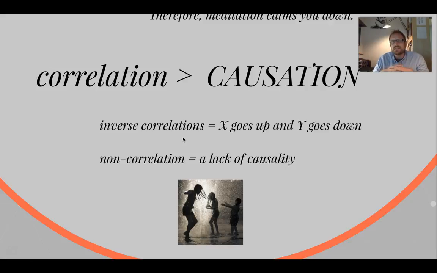Another possibility is to think of things that have non-correlation. And if there's no correlation, it would be very odd to think that things are causally related. So where there's no correlation, we can articulate that there's a lack of causality, or a lack of causal relationship as well. Okay, so correlation and causation, these are some of the important things.